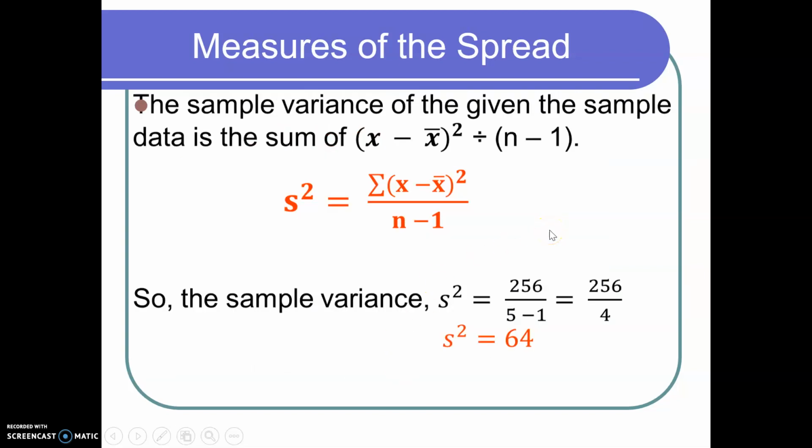Now, let's look at the sample variance formula. We get this by taking the sum of x minus x bar squared and dividing by n minus 1. Remember, this is the sample variance. So, we got the sum of the x minus x bar squared of 256 divided by 5 minus 1, which is 4. Then s squared is 64. So our sample variance is 64.